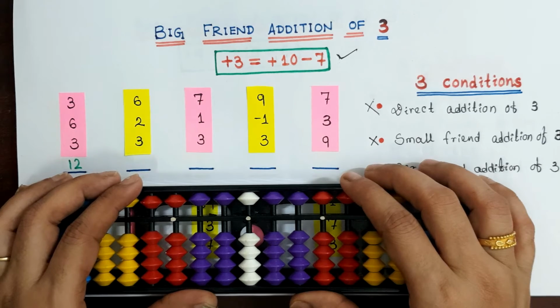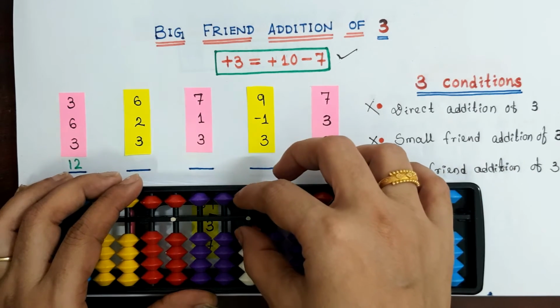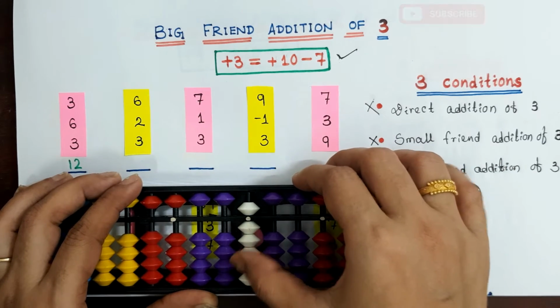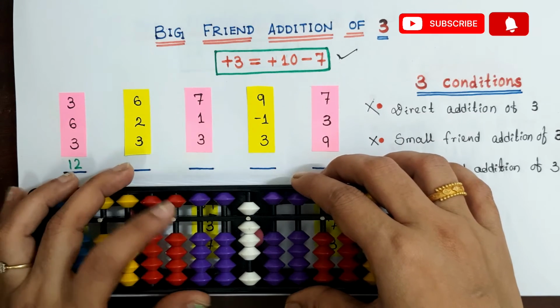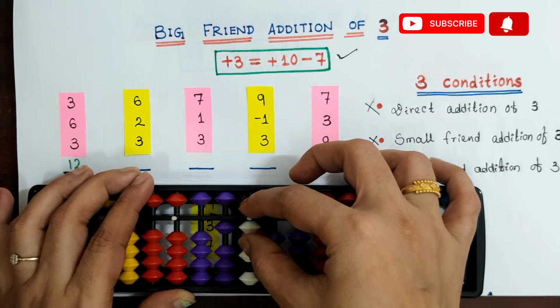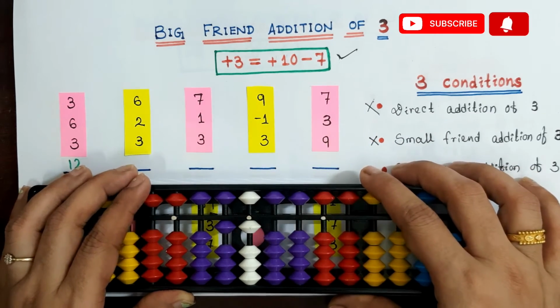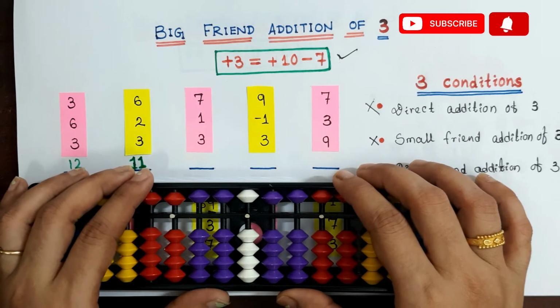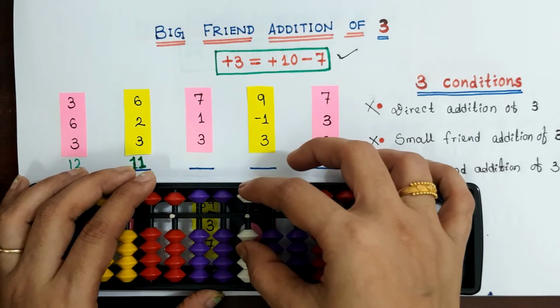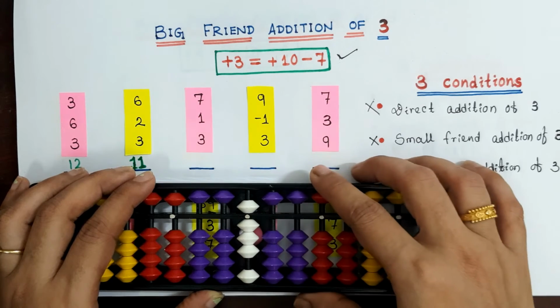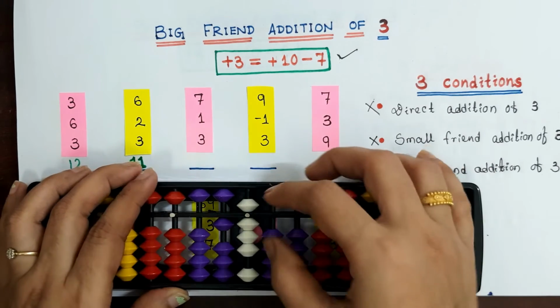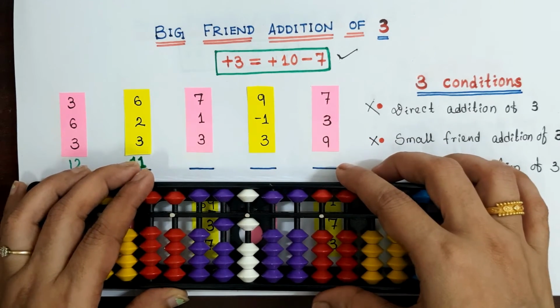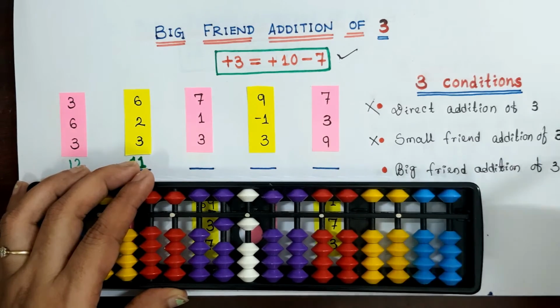Next question, 6 plus 2 plus 3. 6 plus 2 plus 3 is plus 10 minus 7. Answer is 11. Next question, 7 plus 1 plus 3. 7 plus 1 plus 3 is plus 10 minus 7. Answer here is also 11.